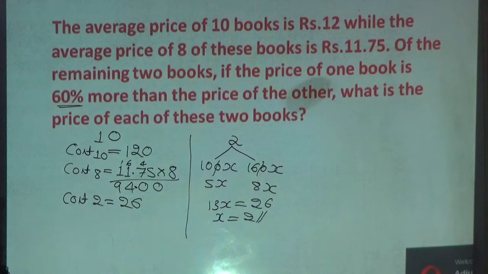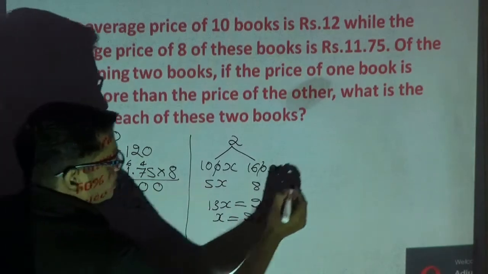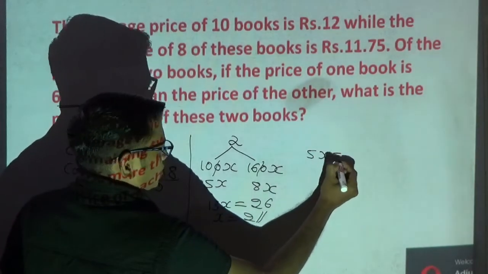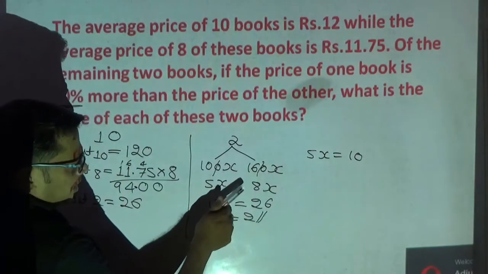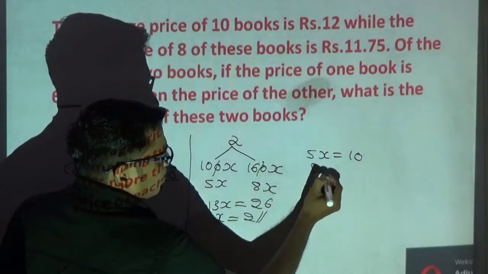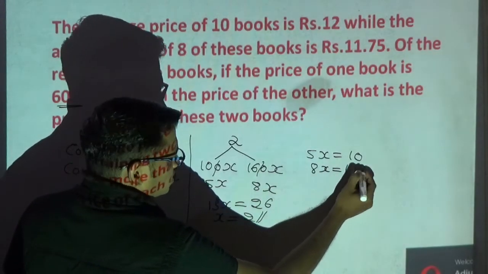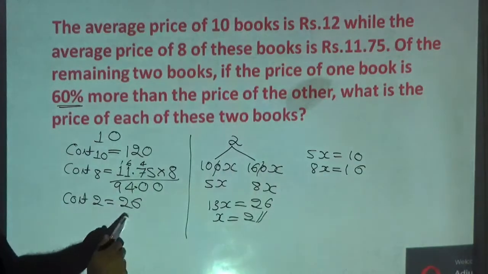What do I need to find out? I need to find out the price of each of these 2 books. One book is 5x. So 5x is nothing but 5 2s are 10. Another book is 8x. 8x is nothing but 8 2s is 16. Totally 26.